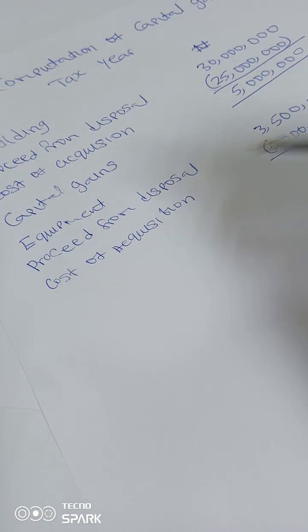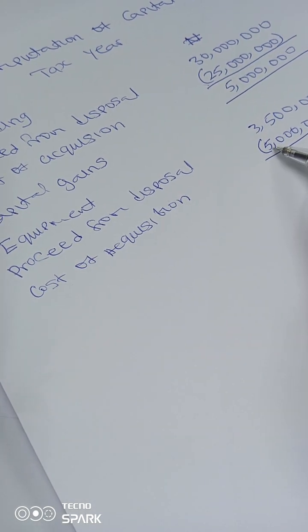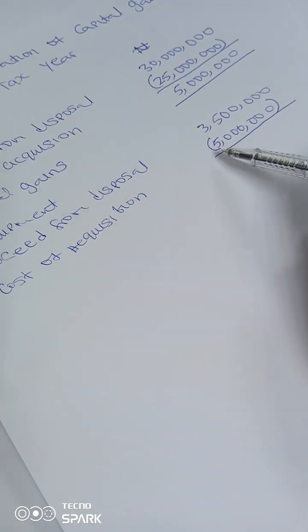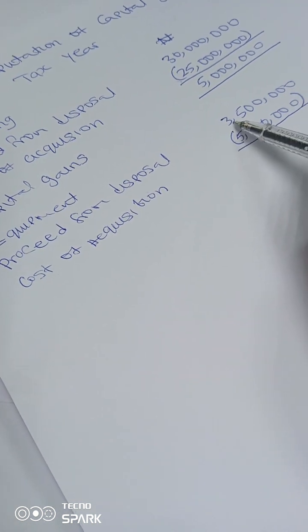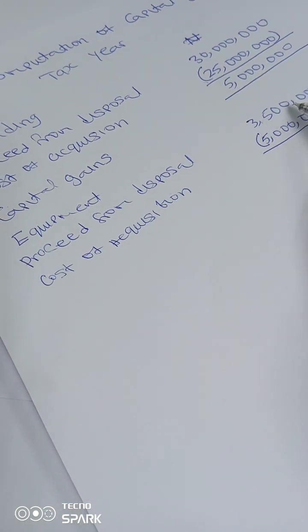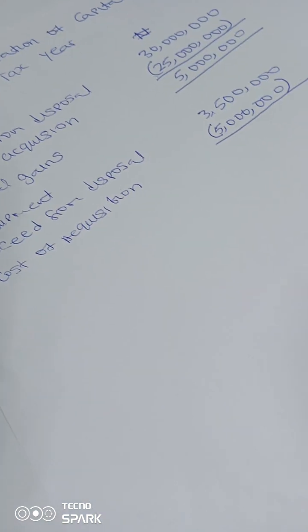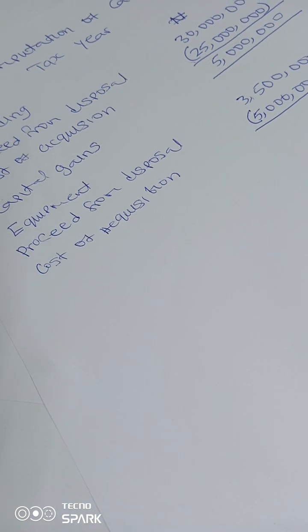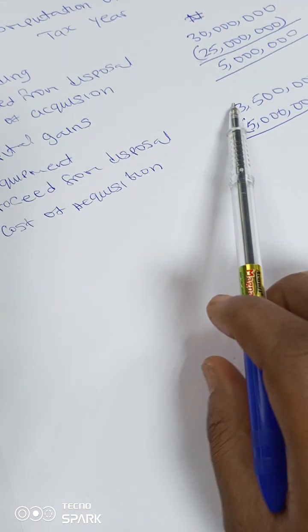So you are already seeing it that the cost of the acquisition is 5 million, and the proceeds from disposing it, that is for this equipment, is 3,500,000. That means there was a loss. If you deduct it, you see that is a loss. Even without pressing the calculator, you can already see that is a loss. This one is greater than this.